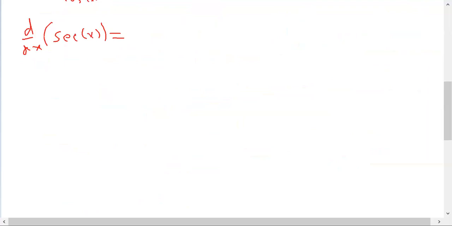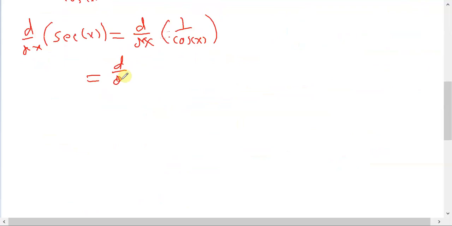And again, I don't want to go all the way back to the definition in terms of a limit. So what I'm going to do is use an identity, the fact that secant, as we used in the previous, secant is 1 over cosine. And that allows me then to use the quotient rule.